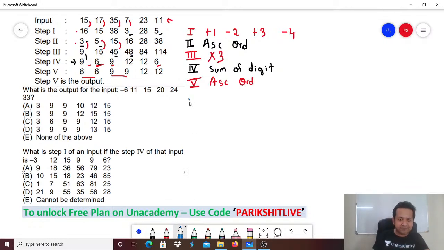I can go to my sum. Let's look at the sum. So what are the numbers? Remember, this is not minus 6. Okay, this is 6. So you have got 6, you have got 11, you have got 15, you have got 20, and you have got 24. This is the original number.